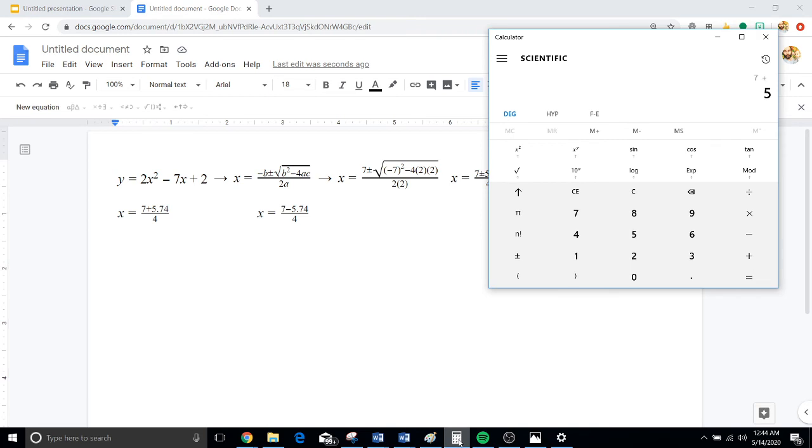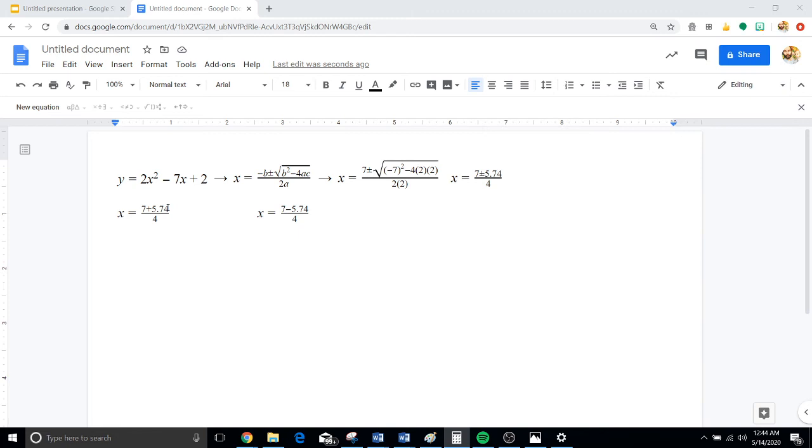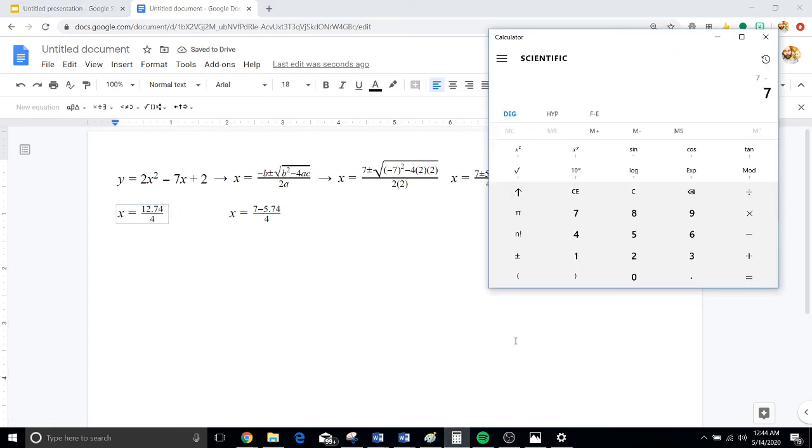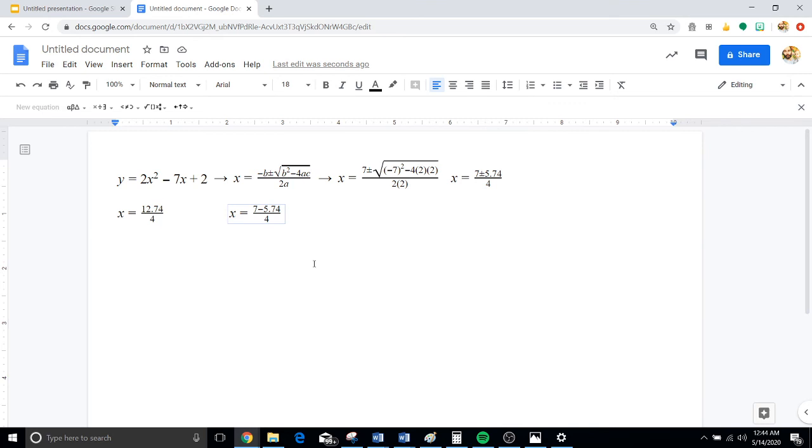7 plus 5.74 gives us 12.74. So let's change the top to 12.74. All right, for the second one, 7 minus 5.74. So 7 minus 5.74 is going to give us 1.26. All right, the only thing we have to do now is just divide by 4 for each of these.